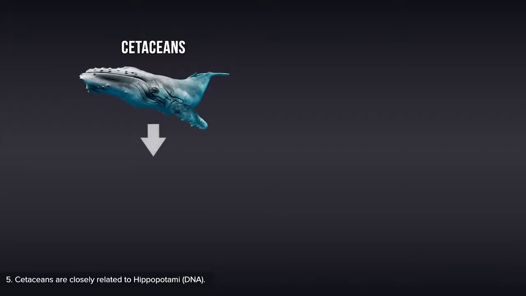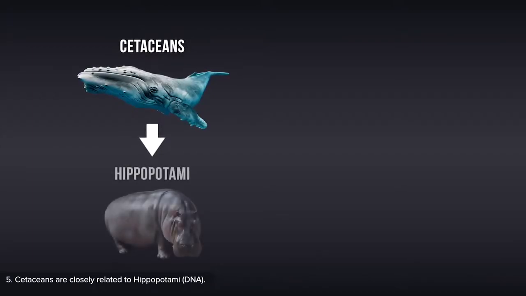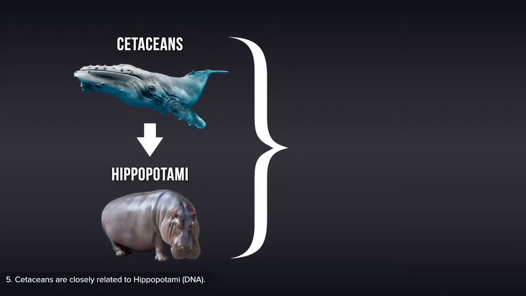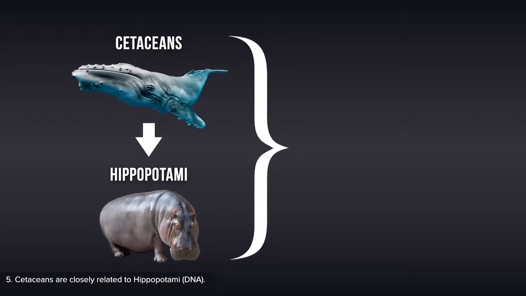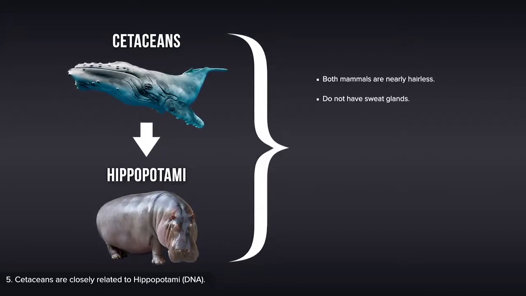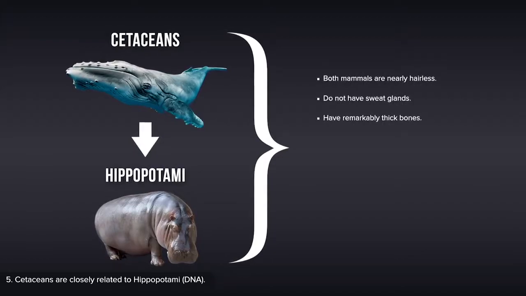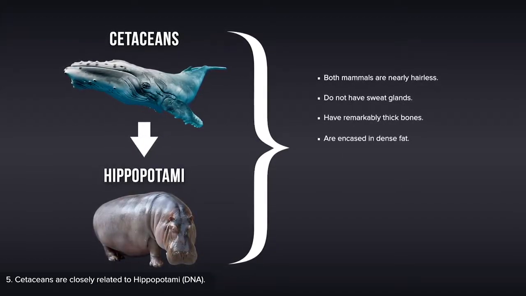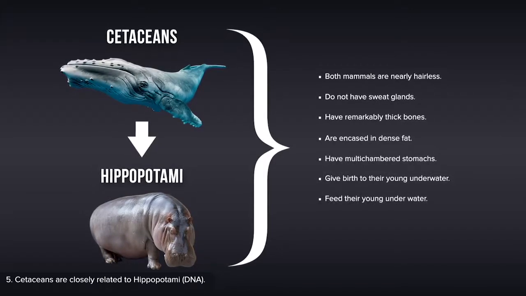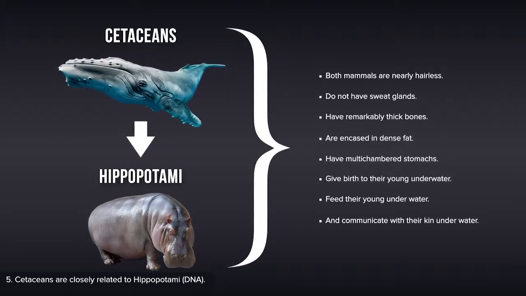And the second line of evidence from DNA that I'll present, and the fifth within this video, is that the closest living relative to cetaceans, which is a class that includes whales, is the hippopotamus, a land mammal that just so happens to share many very rare commonalities with cetaceans. For example, both mammals are nearly hairless, do not have sweat glands, have remarkably thick bones, are encased in dense fat, have multi-chambered stomachs, give birth to their young underwater, feed their young underwater, and communicate with their kin underwater.